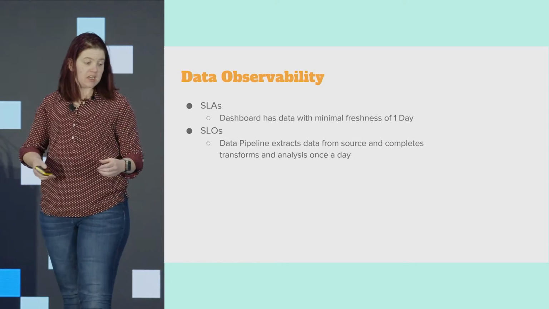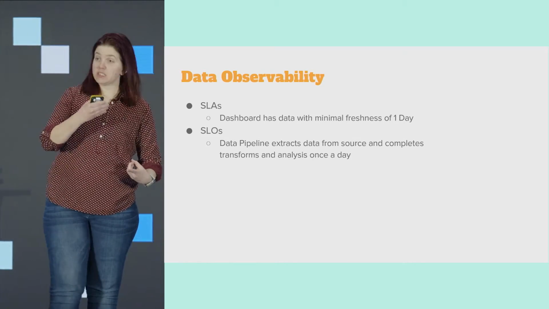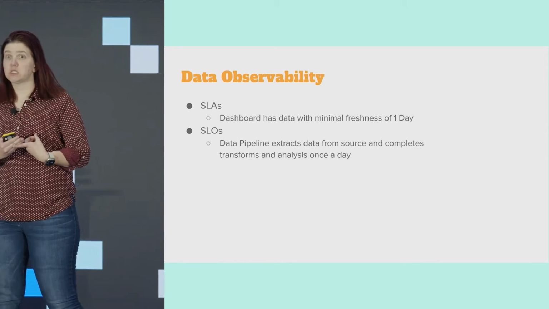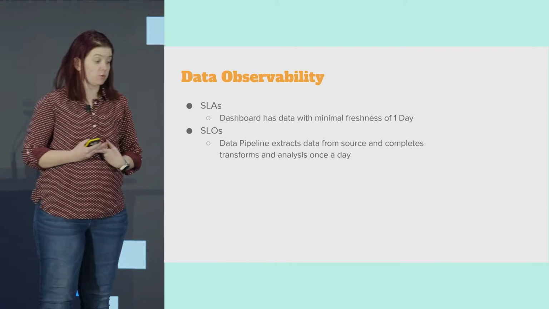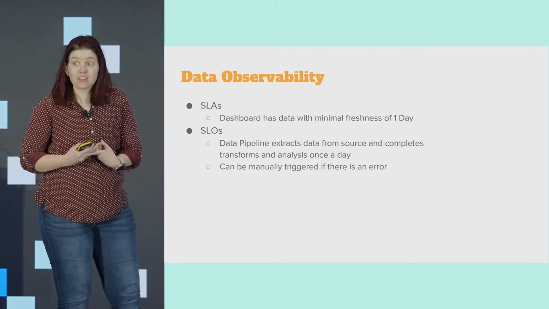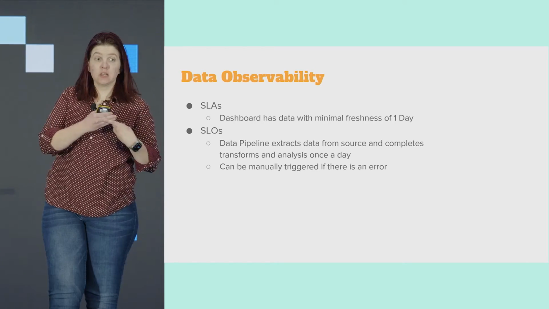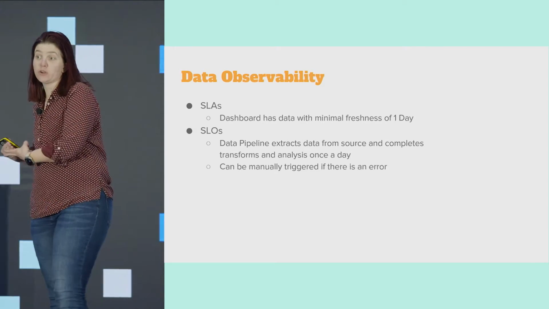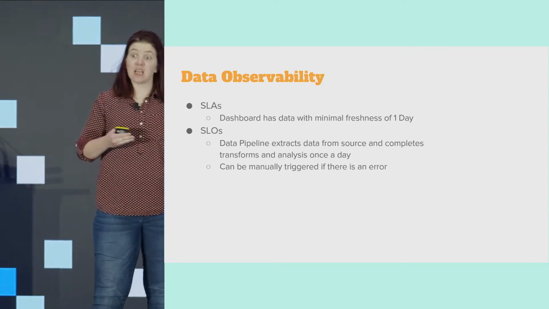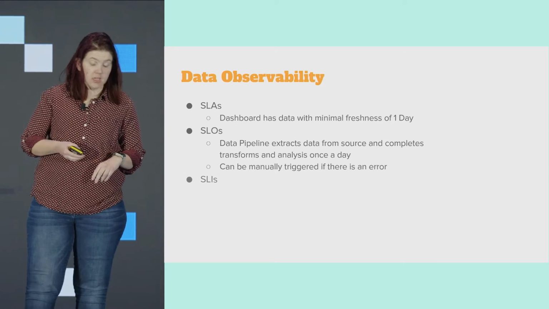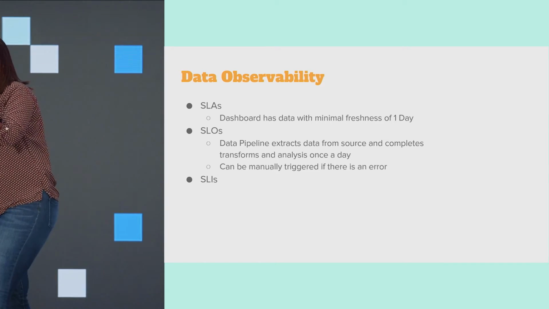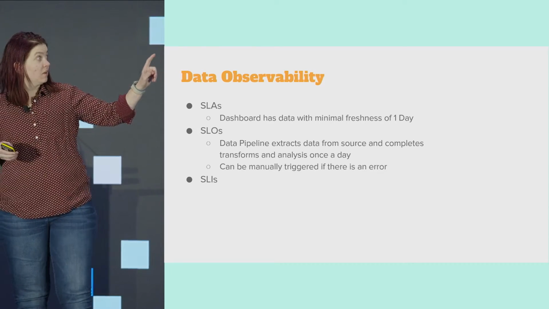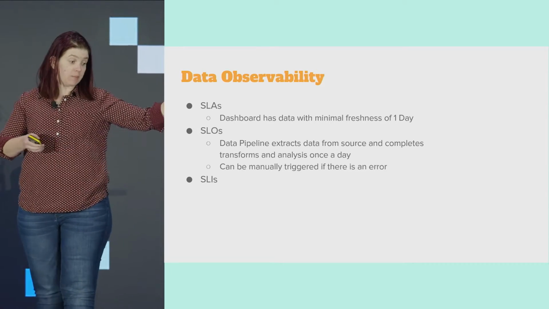Okay, let's go ahead and say we will have pipelines that extract the data from source, transform them, and perform generic analysis once a day so that those dashboards run. We'll make sure that if it breaks, we get an alert or an error reported to us, and we can re-trigger within that 24 hours so that we never break that SLA.